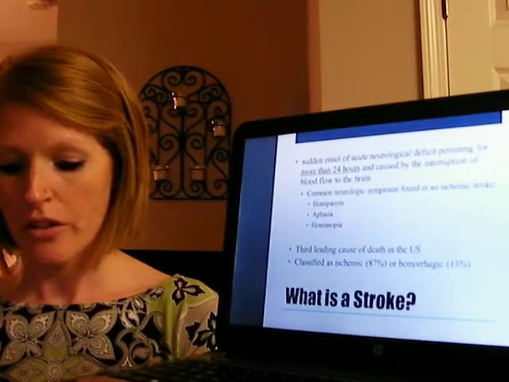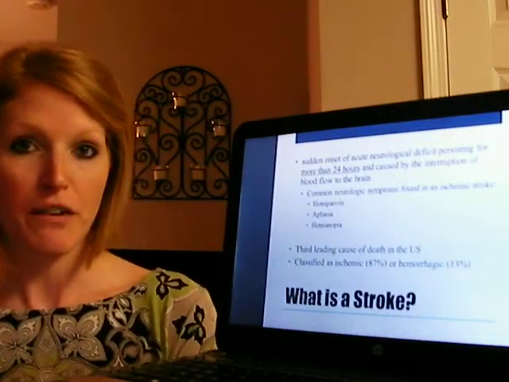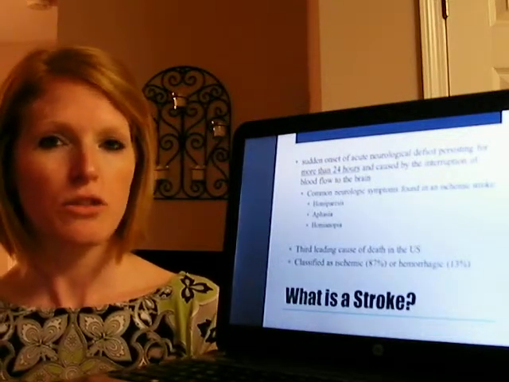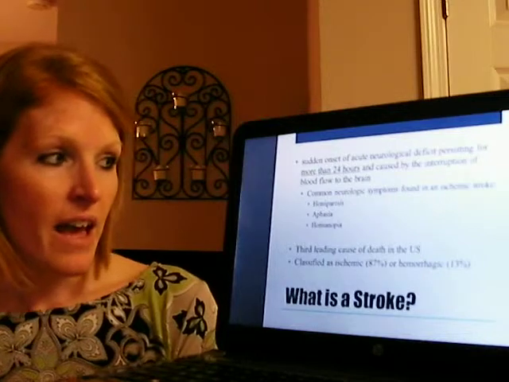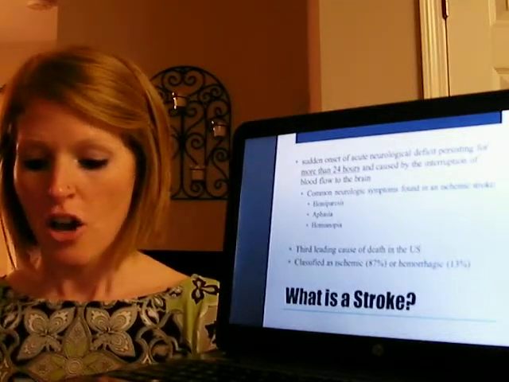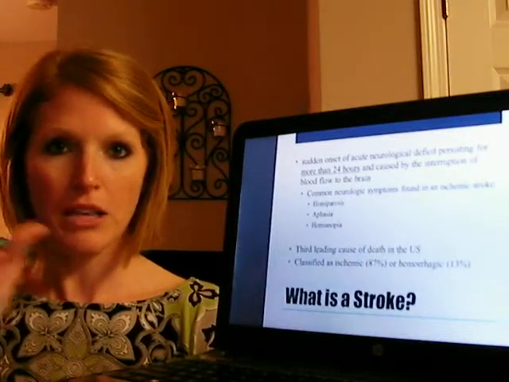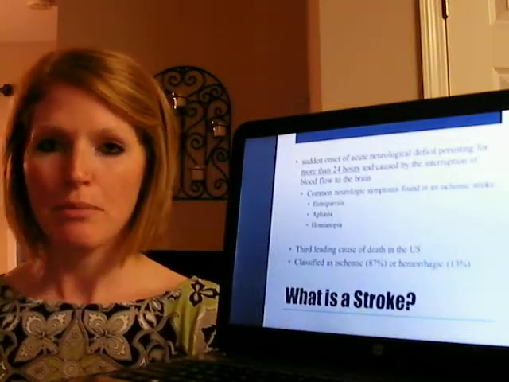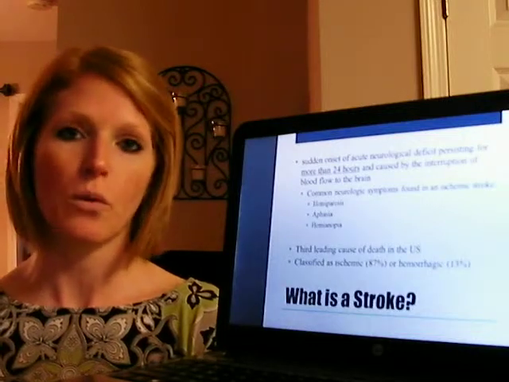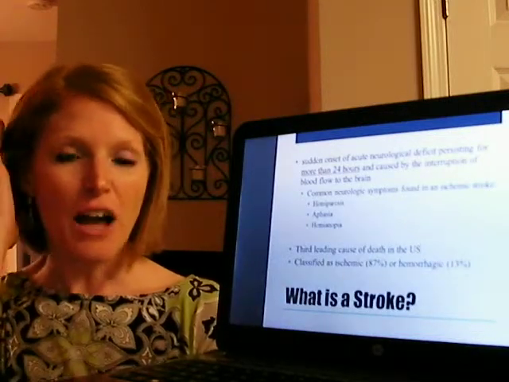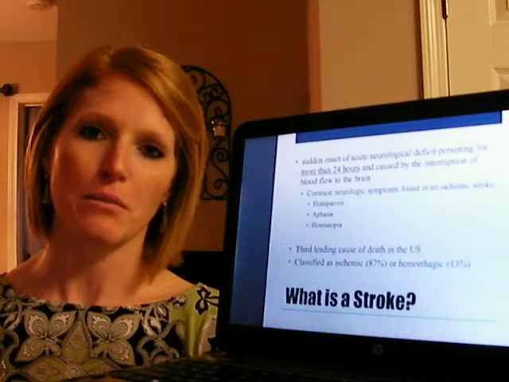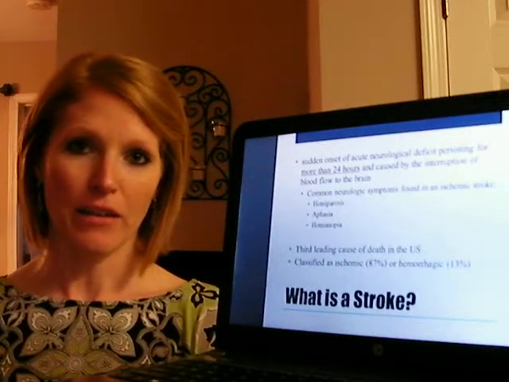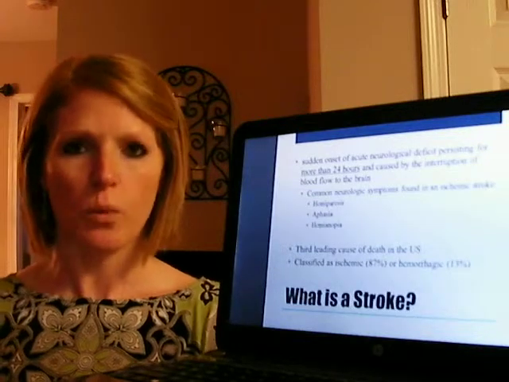So for a stroke, there are common neurological symptoms that are found in ischemic stroke. Yes, there are neurological changes, but these three things are commonly found. And that is hemiparesis, which is hemi meaning hemisphere, which side, and paresis is paralysis. So there's slight paralysis or weakness affecting one side of the body. And it's opposite of where the attack is in the brain. So if you have a right-sided stroke, the left side of the body is going to be affected, and vice versa. So it's a weakness on one side.